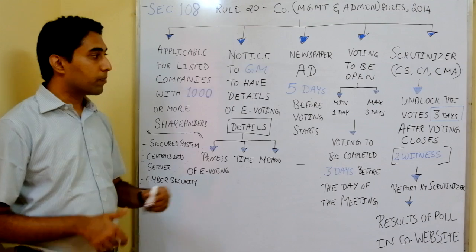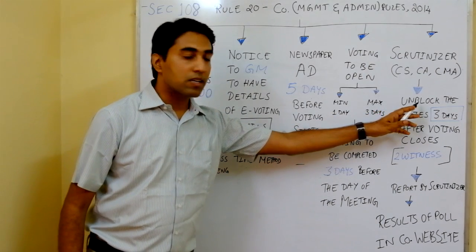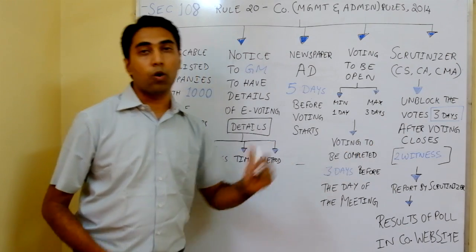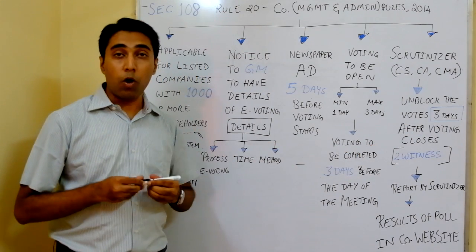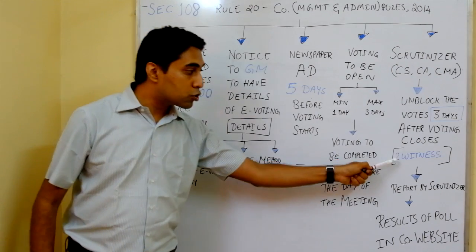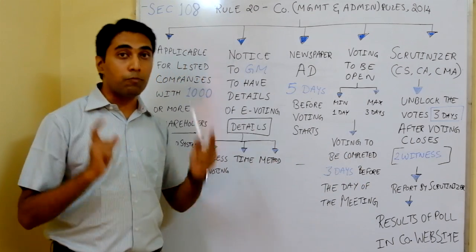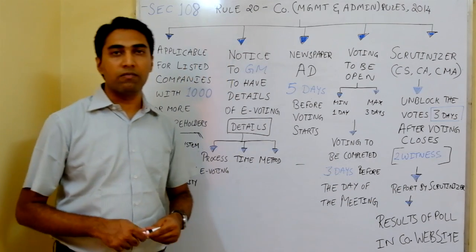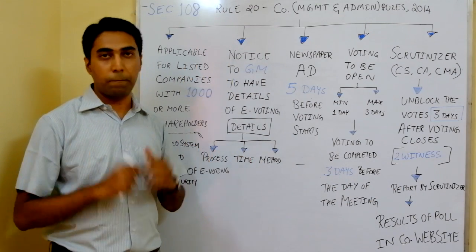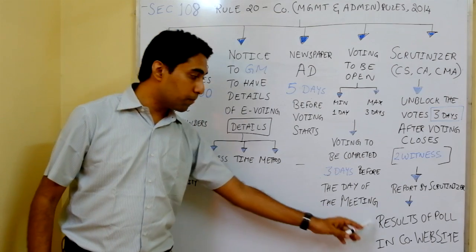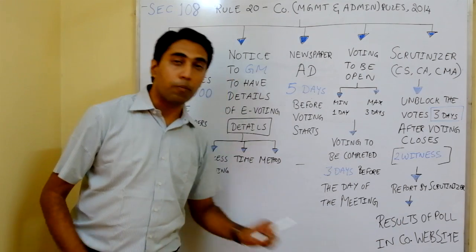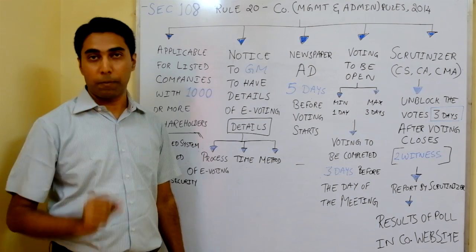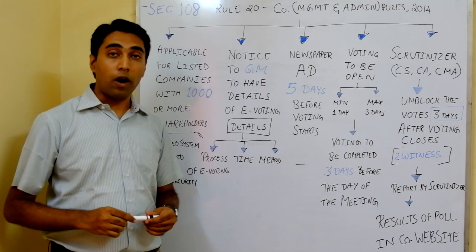Now, what is the job? The scrutinizer will ensure that the unblocking of the votes is done 3 days after the voting closes. And when this unblocking of votes is happening, at least 2 witnesses should be present at the time of unblocking the votes. And the report by the scrutinizer should be given after this entire process is completed. And the last and most important thing is the results of the poll should be displayed compulsorily on the website of the company. Now, hope you understood what is voting by electronic means.